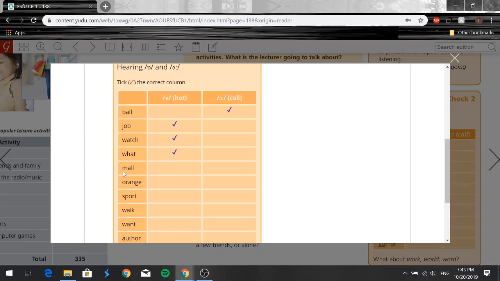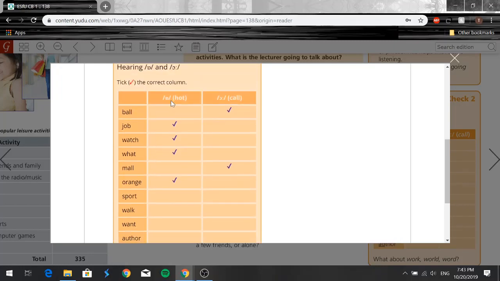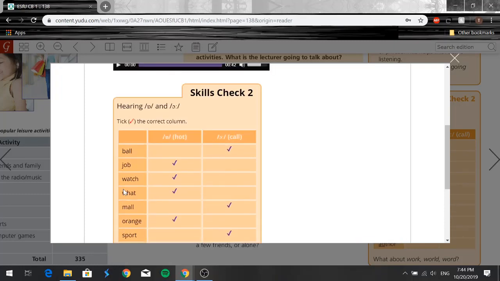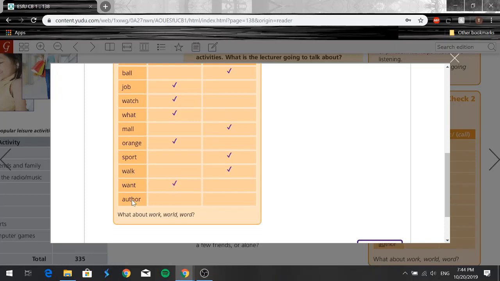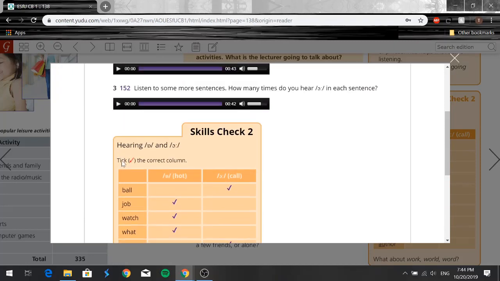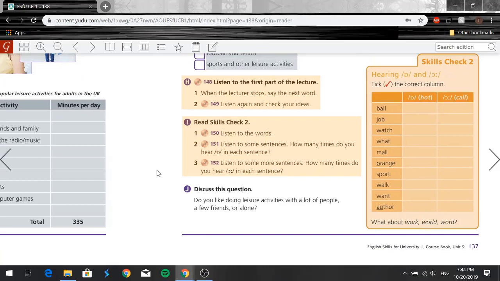Mall, mall will be like call. Okay, so mall, call. Orange, orange will be like ball and hot. Sport, sport will be like call. Walk, again, like sport, like call. Want will be like hot. Okay, and author will be like call. Okay, so these were the different words in skills check 2. What else do we have?